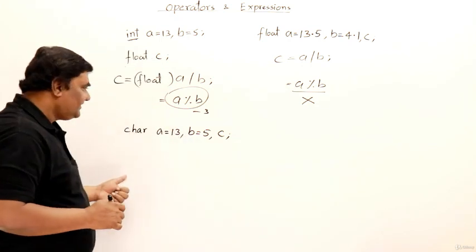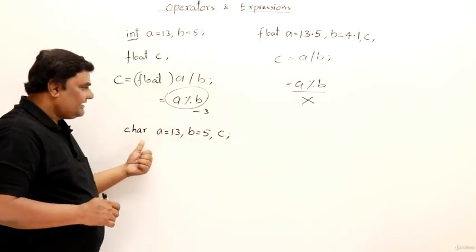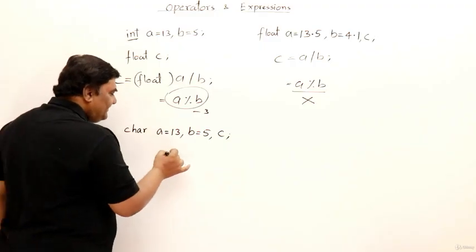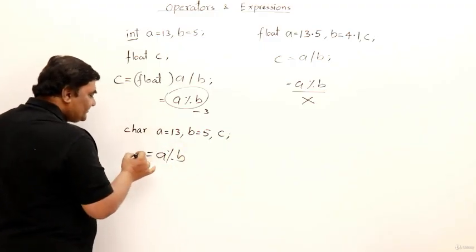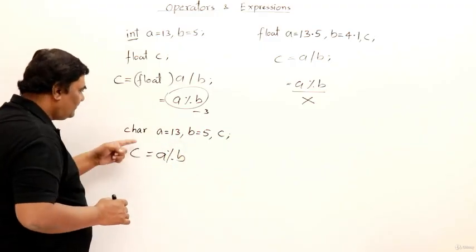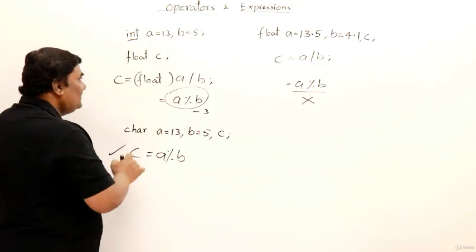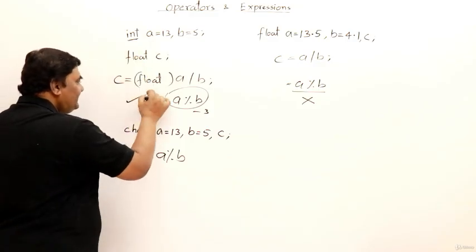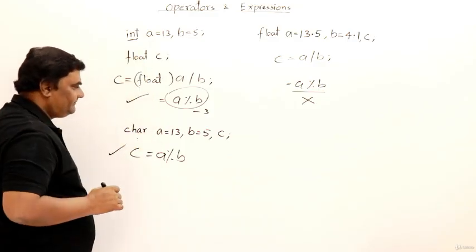Then I have one more data type here, that is character type. Suppose I want to perform a mod b and store the result in C. Is it allowed on characters? Yes, it is allowed. So mod is allowed only on integers and characters.